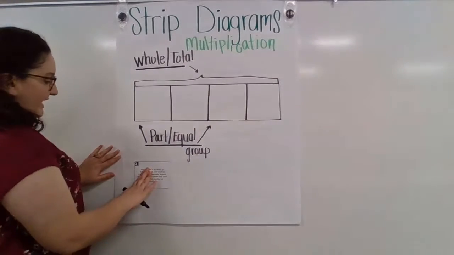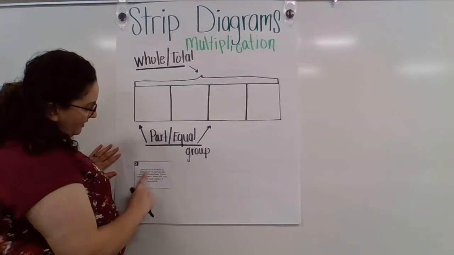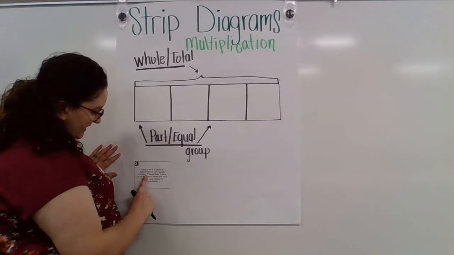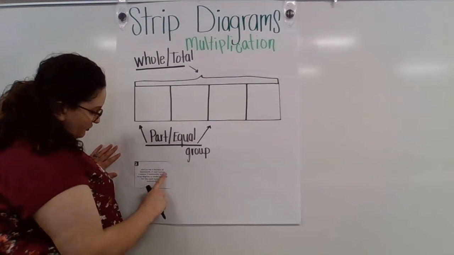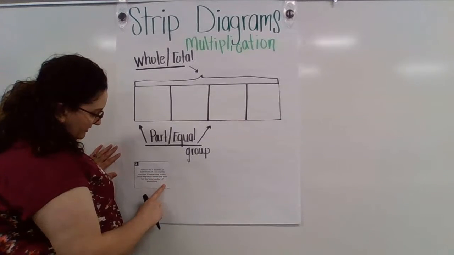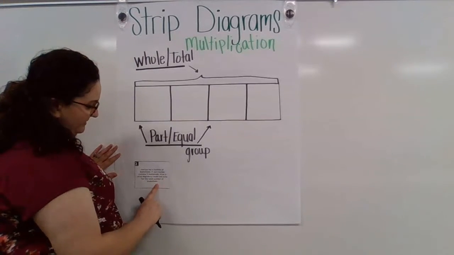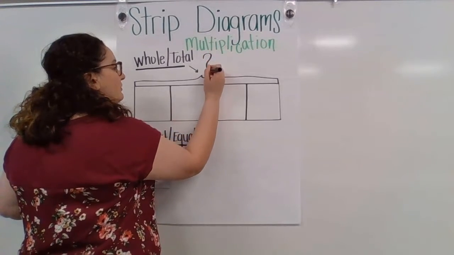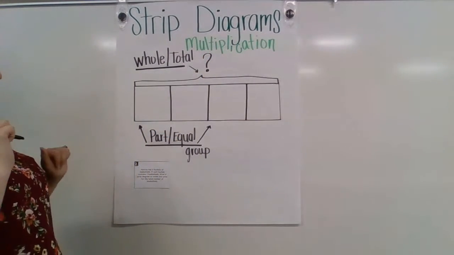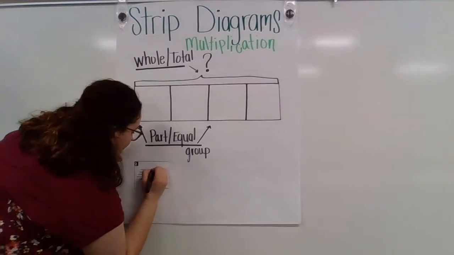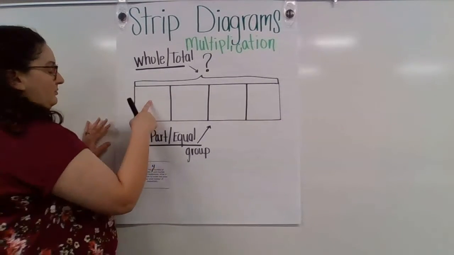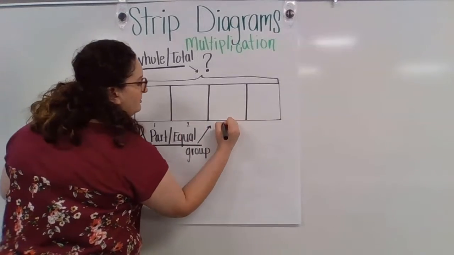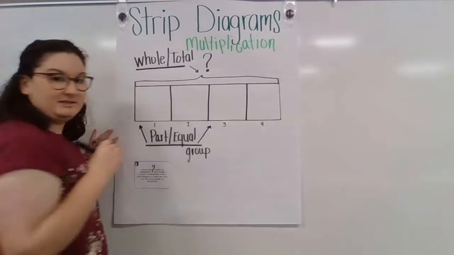It says Marcus has 4 baskets of basketballs. If each basket contains 5 basketballs, draw a strip diagram to model and solve for the total number of basketballs. So I'm looking for the total. I don't know the total. That is what I'm looking for. I know that I have 4 baskets. 1, 2, 3, 4. Here's basket number 1, basket number 2, basket number 3, and basket number 4.